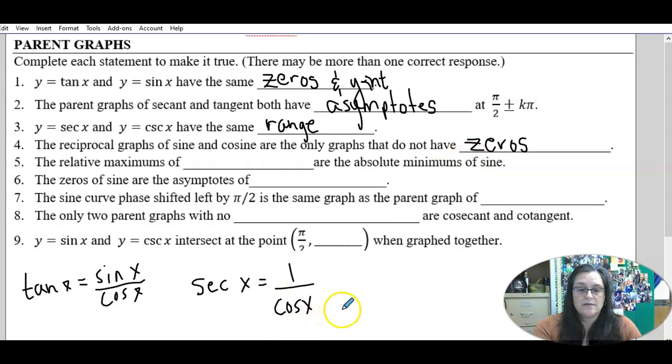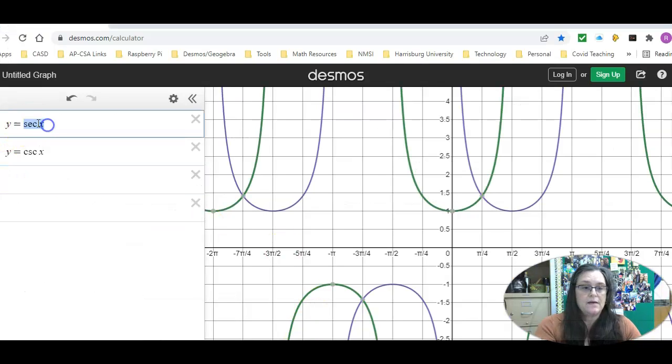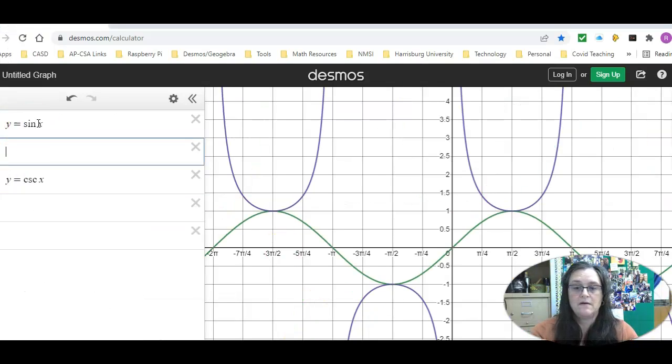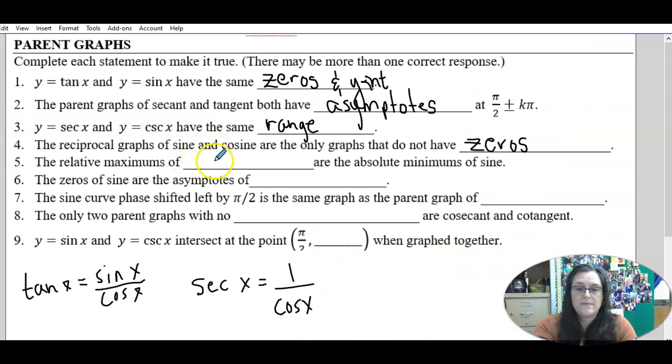Okay, then number 5, the relative maximums of blank are the absolute minimums of sine. So when we look at our graph in Desmos, if we graph the parent graph of sine and its reciprocal cosecant, we see that the relative extrema of the cosecant are the absolute extrema of the sine graph. So that would be the relative maximums of cosecant are the absolute maximums of its reciprocal sine.